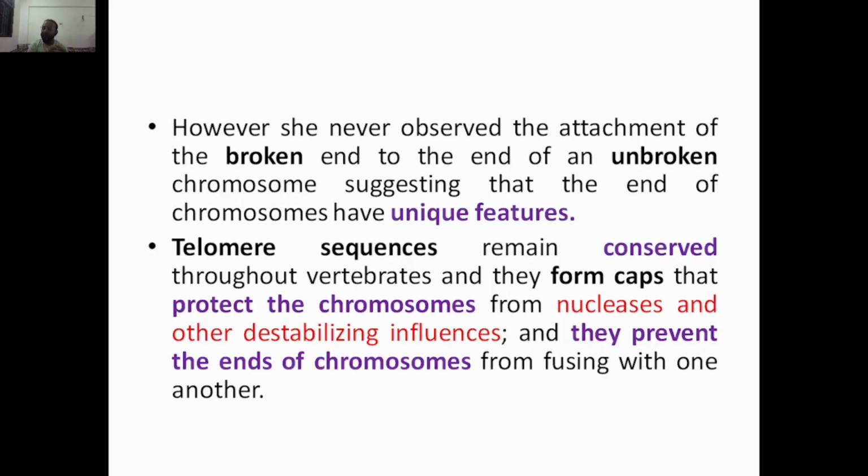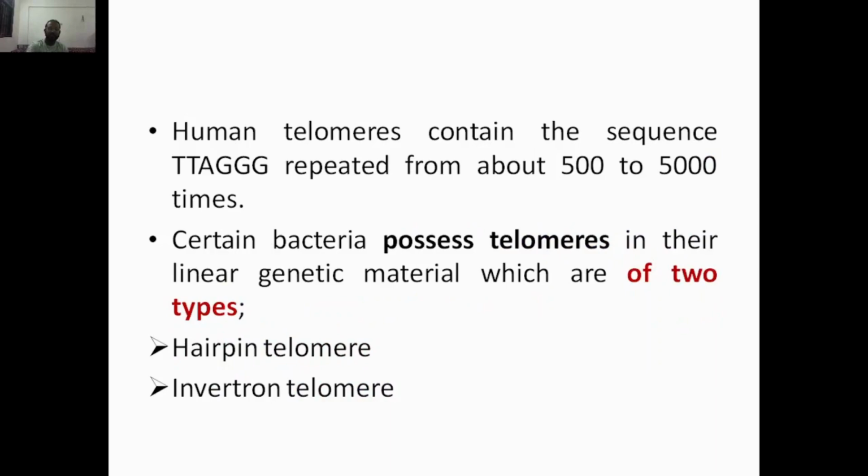So telomere sequences remain conserved throughout the vertebrates. They form caps that protect the chromosomes from nucleases and other destabilizing influences, and they also prevent the ends of the chromosomes from fusing with one another. These are some of the functions of the telomeres. So they form caps that protect the chromosomes from nucleases and other destabilizing agents, and also they prevent the ends of the chromosome, that is the telomeres, from fusing with one another. That means the telomere itself will protect against fusion.